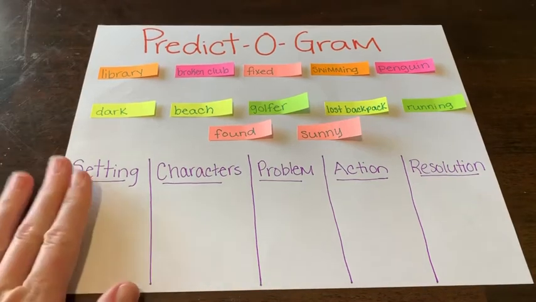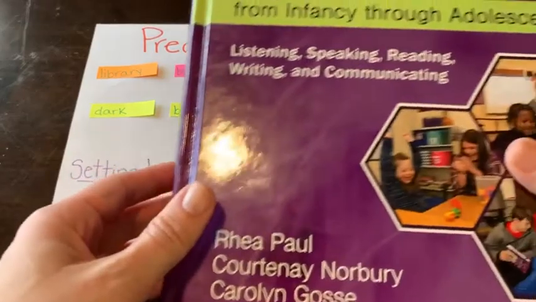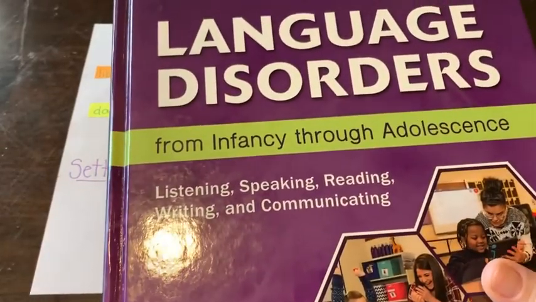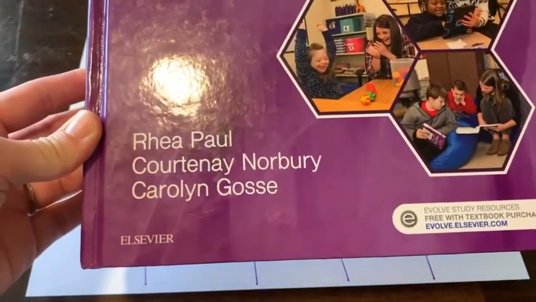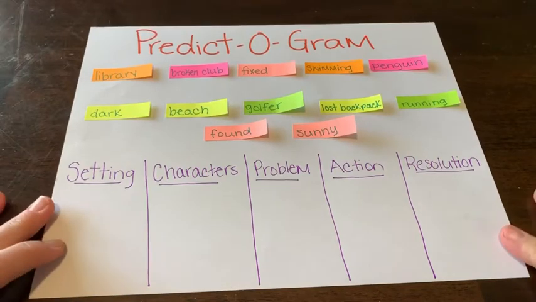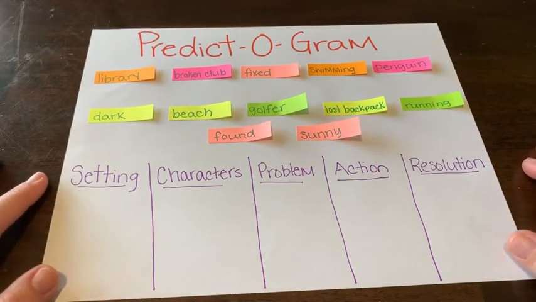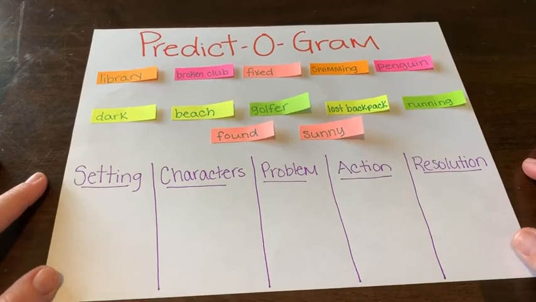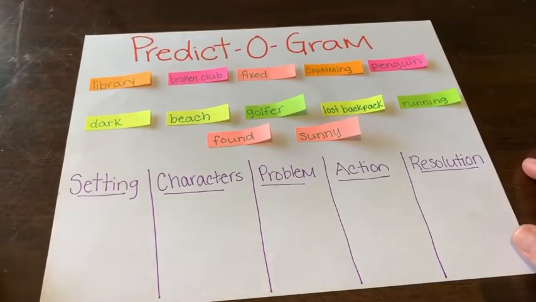So predictogram is one of the things that I'm actually teaching that comes directly from the textbook that I'm teaching out of. So, Language Disorders from Infancy through Adolescence. There we go. That's the textbook I'm using to teach from. And this is where this therapy idea came from. So essentially one thing that kids really struggle with if they have a language disorder, or maybe this could just be a fun game for a kid to play in general, you can help a child to be able to identify different parts of a story by predicting different parts.